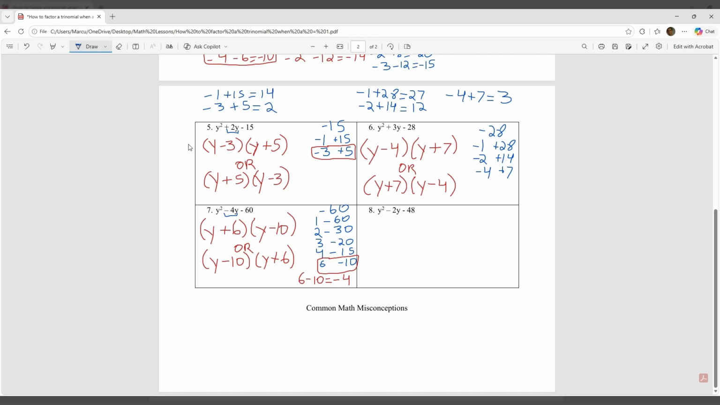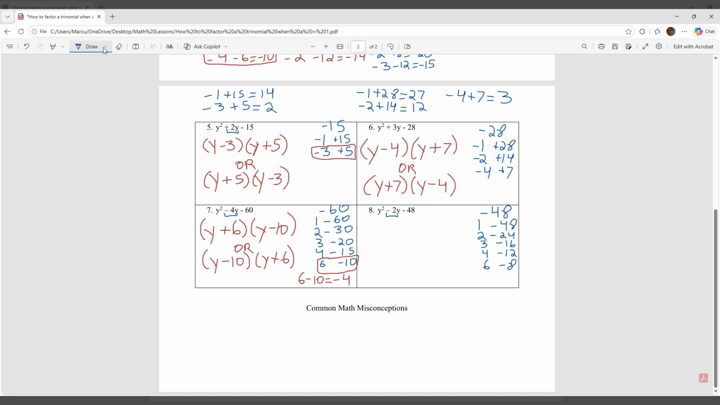Welcome back. Now we're going to go over the last question, which is question 8. So we start by listing the factors of negative 48 in order. So again, your bigger number has to be negative because your middle term is negative. So 1, negative 48. 2, negative 24. 3, negative 16. 4, negative 12. 5 is not going to work because that's going to give you a decimal. And finally 6 with negative 8.